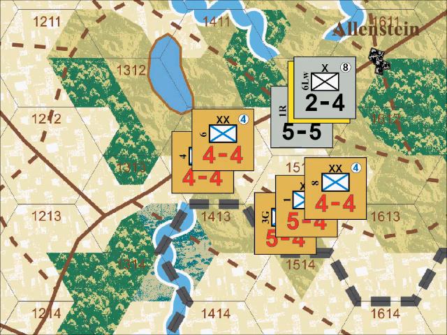For the German defenders, they're going to have to lose the 2 strength points by reducing both units to their backside strength. So the German player flips both units over and removes the -1 strength reduction marker from off of the division.